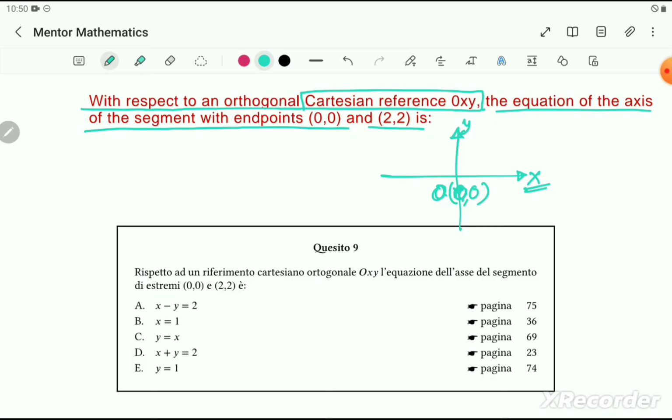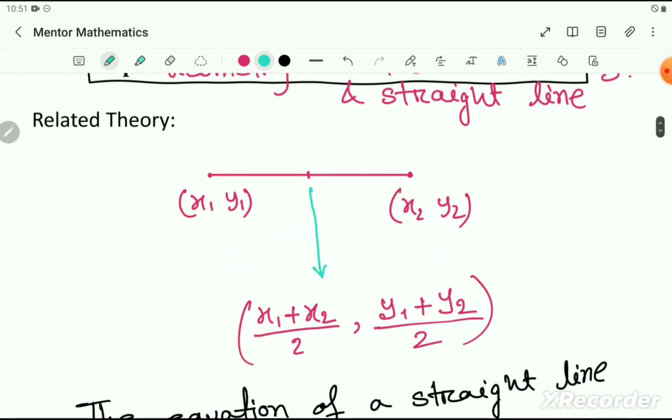Okay, and the equation of the axis of the segment with two endpoints is given. For example, A is (0, 0), or O we can say, and B is (2, 2). So we have to find an equation of the axis that goes through the midpoint of these 2 points, (0, 0) and (2, 2). So let's discuss it here.